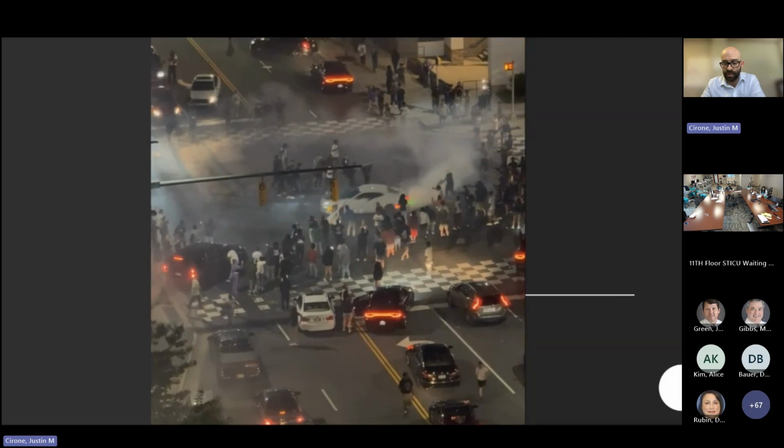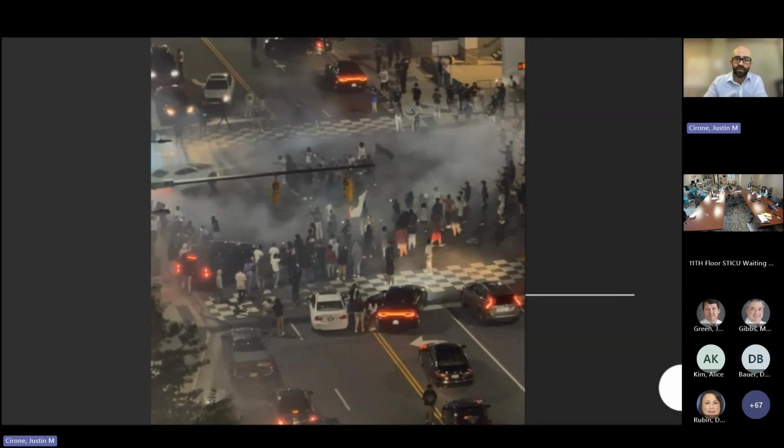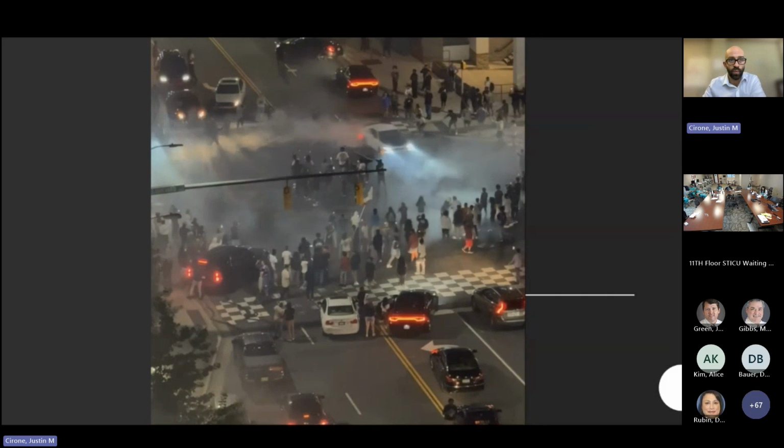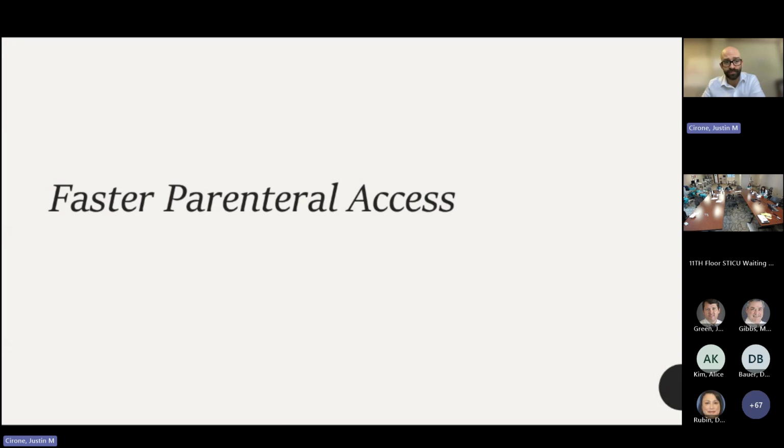But this is what happens every day out there and is what we deal with on a daily basis in trauma. So coming back to the idea of why trauma patients die, by far and away, it's hemorrhagic shock, and death from excessive blood loss.